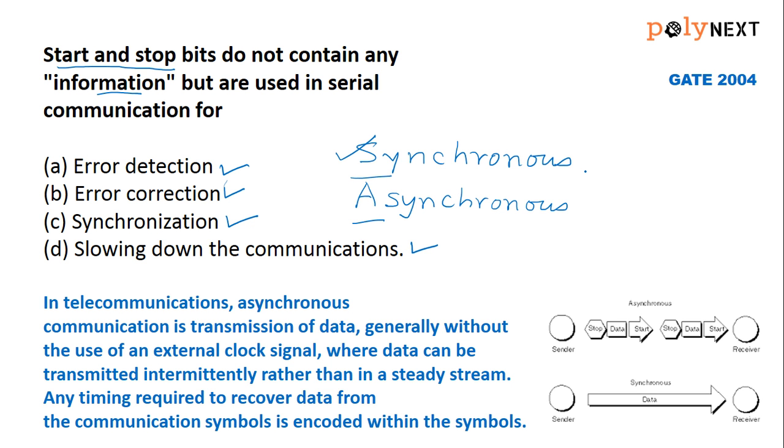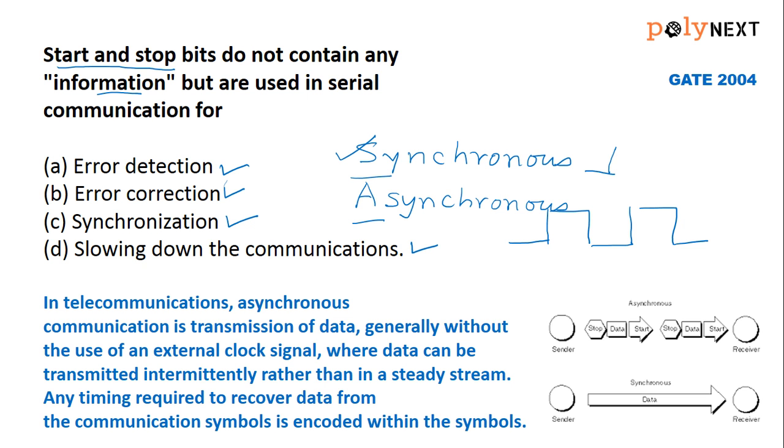We know that clock pulse means we'll be having a signal like this one. Just consider this one as the clock pulse. If the bit transmission takes place with respect to the clock pulse, that means synchronized with the clock pulse, either in the positive edge or in the negative edge of the clock pulse, the bits are being transferred. That is known as synchronous communication.